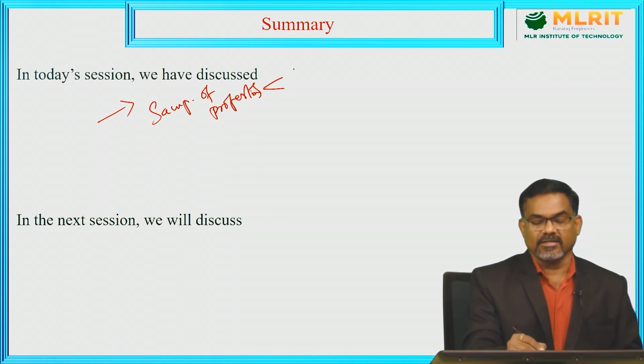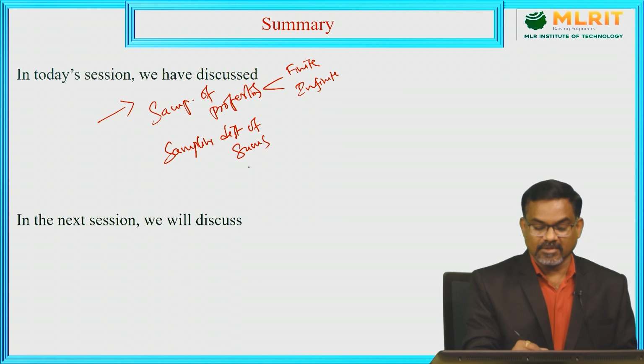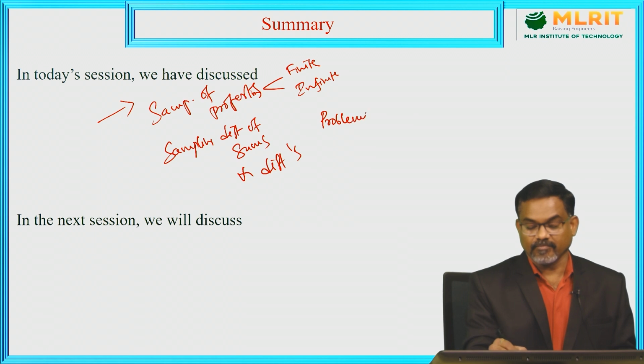In today's session, we have discussed the sampling distribution of proportions. Again, in that 2 different cases, finite and infinite populations, and then sampling distribution of sums and differences. And also, we have solved some problems on the sampling distribution of sums and differences.